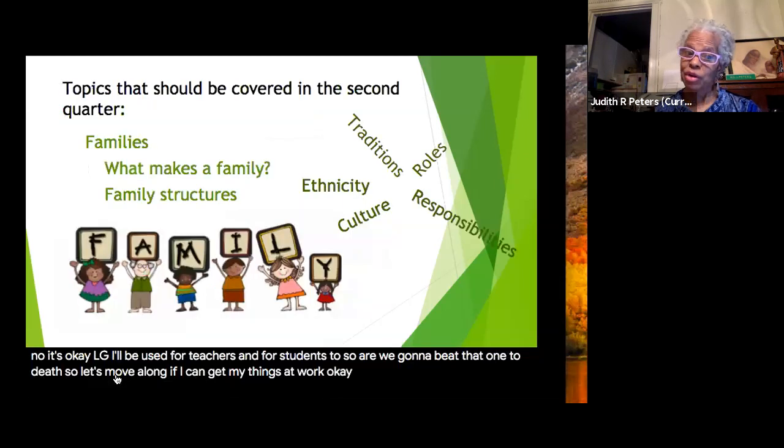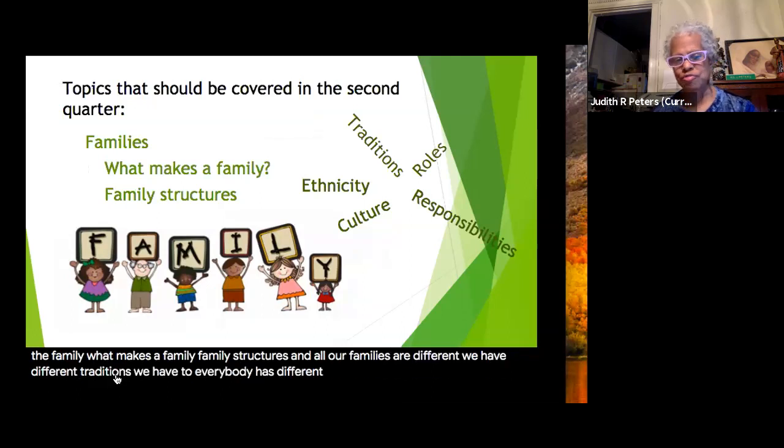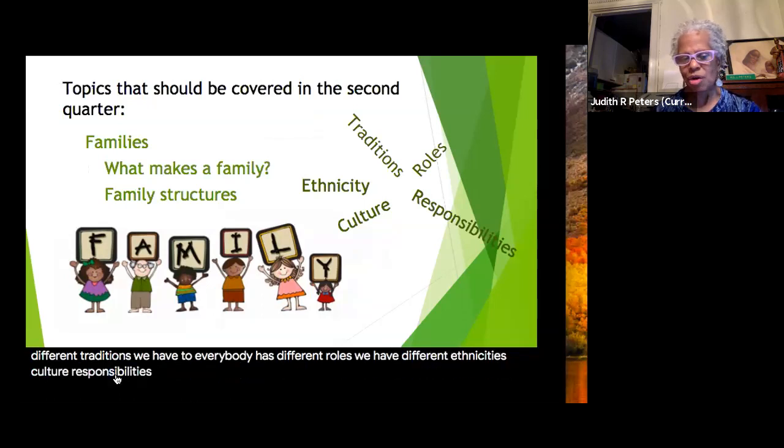Okay, now we're going to talk about the family. What makes a family, family structures. And all our families are different. We have different traditions. Everybody has different roles. We have different ethnicities, culture, responsibilities. There are so many different things about our family.